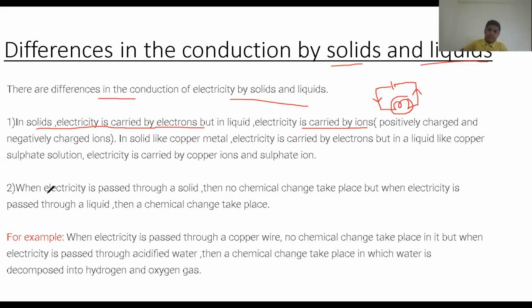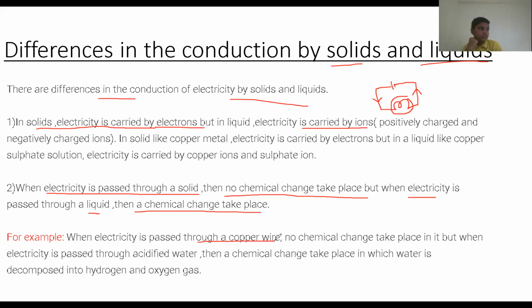The second difference is when electricity is passed through a solid, like in this copper wire, no chemical change takes place. But when electricity is passed through a liquid, a chemical change takes place. These are the two major differences between the conduction of electric current through solids and liquids. For example, when current is passed through a copper wire, do we see any change in the copper wire?